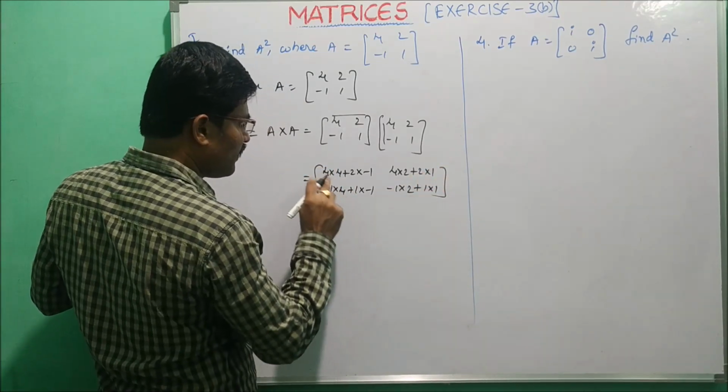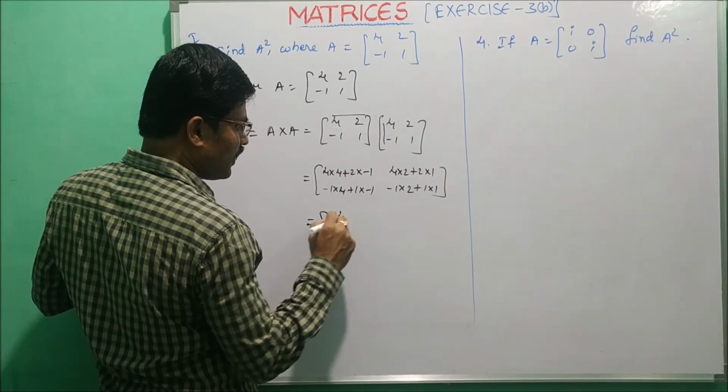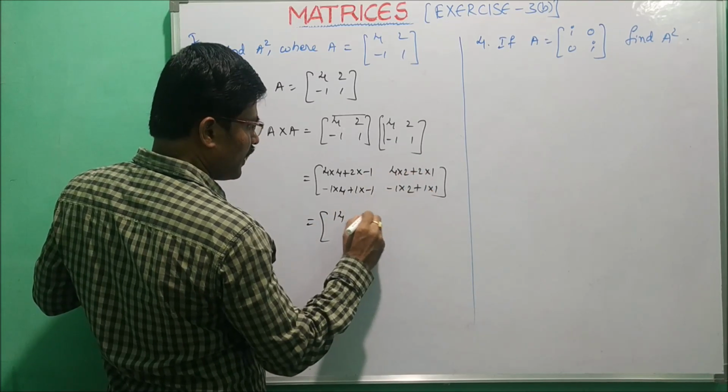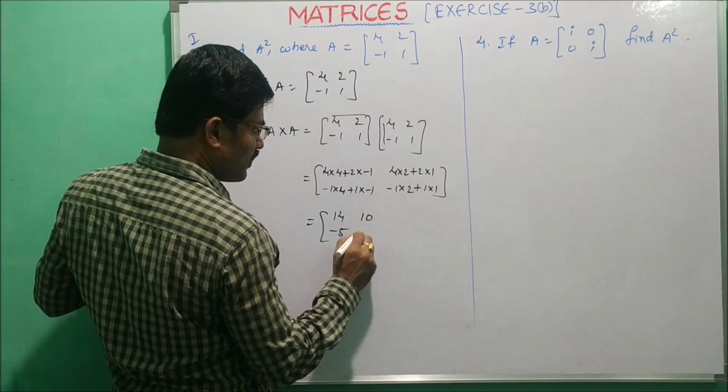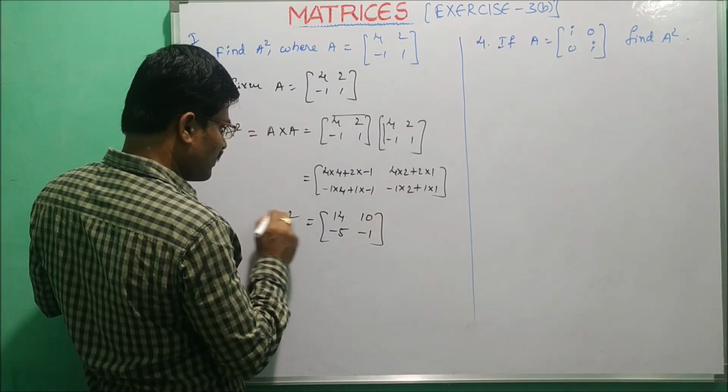Now it can be simplified: 16 minus 2, 14; 8 plus 2, 10; minus 4 minus 1, minus 5; minus 2 plus 1, minus 1. So this is the A square. This is our result.